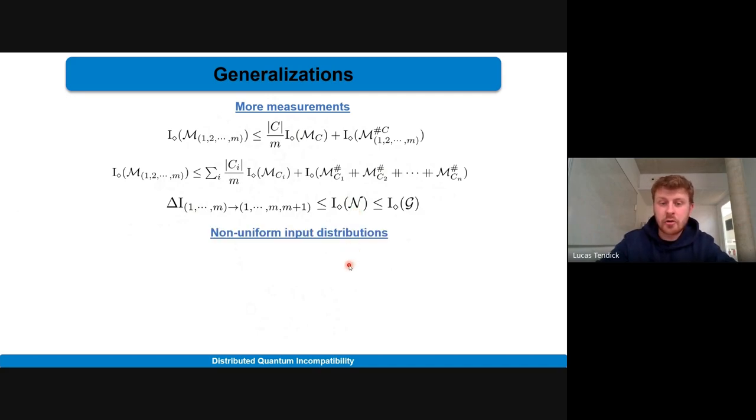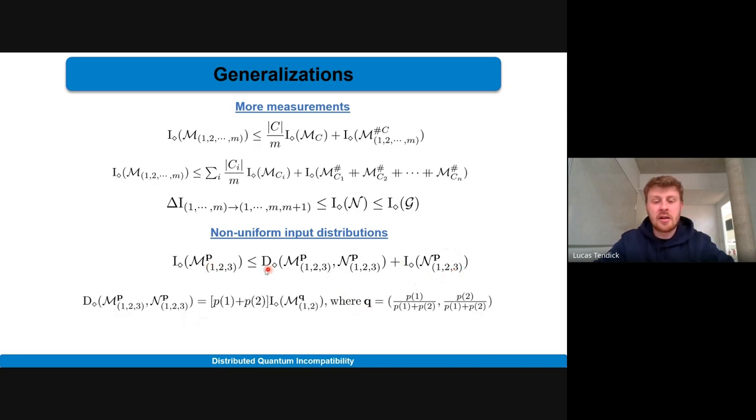We can also talk about non-uniform input distributions. So before we always took the distribution P(X) to be 1 over M, but we can also take a general distribution P, apply the triangle inequality, and then when we evaluate this distance from M to N, we just get sort of the weighted probability that we have measurement 1 and 2, P1 and P2, and renormalize Q. So this all works fine.